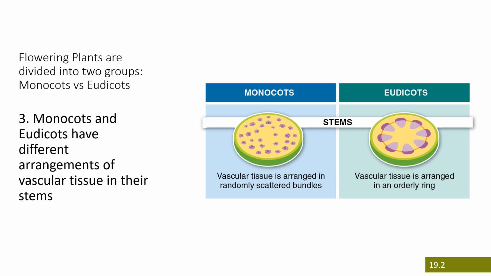Monocots and eudicots also differ in the arrangement of their xylem and phloem, the vascular tissue. So you can tell a monocot from a eudicot by cutting a cross-section of the stem and looking at the arrangement of the vascular system. In monocots, the vascular system is scattered in bundles, but in eudicots, it's organized in a neat ring.